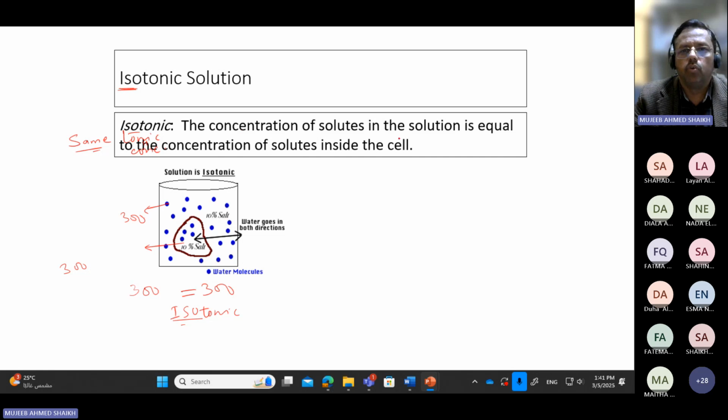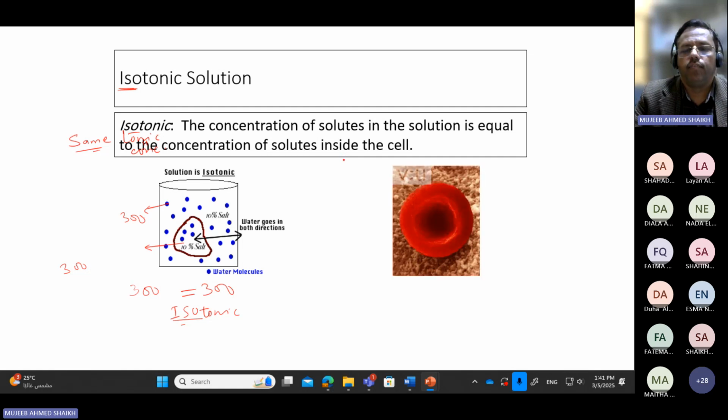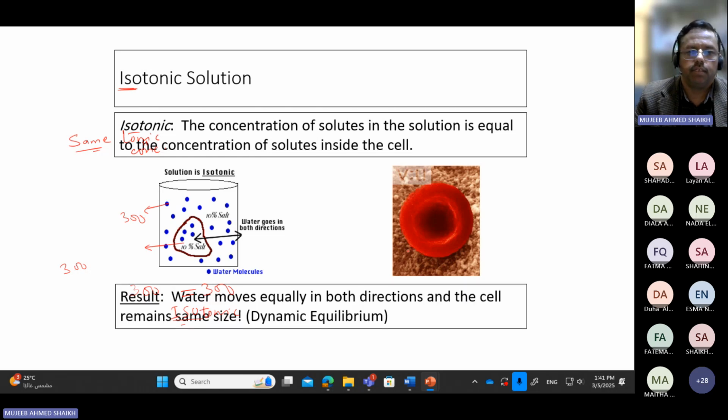The concentration of solutes in the solution is equal to the concentration of solute inside the cell, so inside and outside of the cell become the same. This is called an isotonic solution. If you put the RBC in it, there will be no change in the shape of the RBC. It will remain in a state of dynamic equilibrium. Equilibrium means both sides remain the same. Dynamic does not mean stoppage of movement. An equal amount of water is going in and an equal amount of water is going out. This is called dynamic equilibrium.